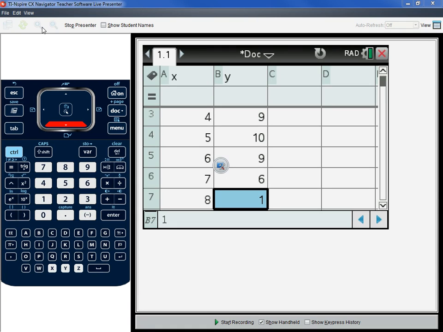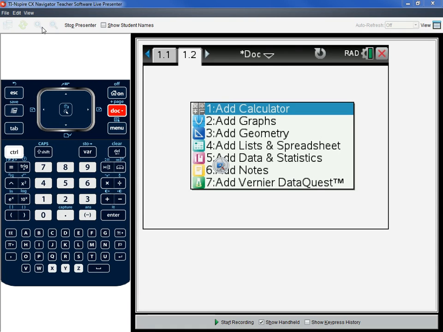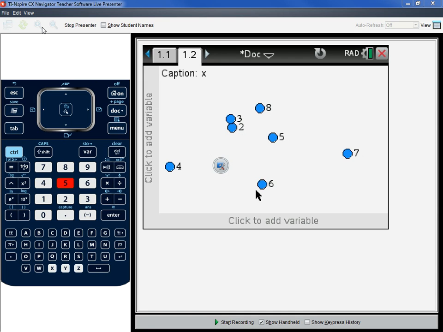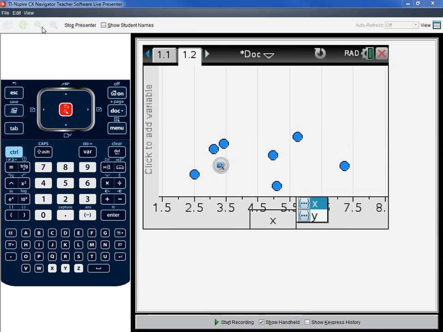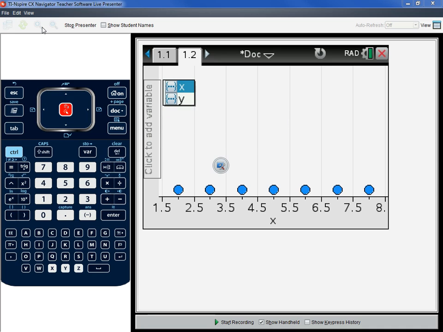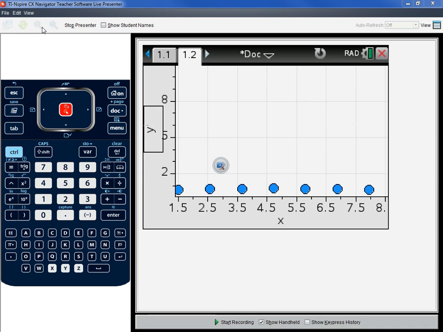Now that I've entered my data, I'm going to add a new page. This time it's going to be the 5th choice for data and statistics. Then I'm going to scroll down to the bottom, click and add my variable for x, scroll over to the other side, click and add my variable for y. And then we see the parabolic shape take form.